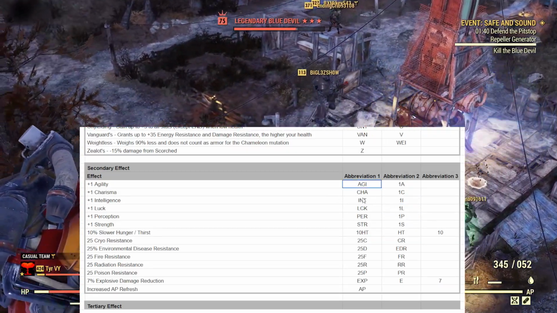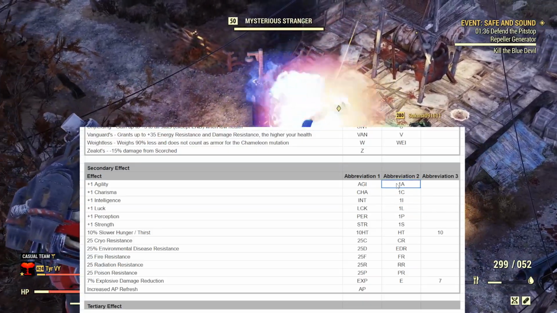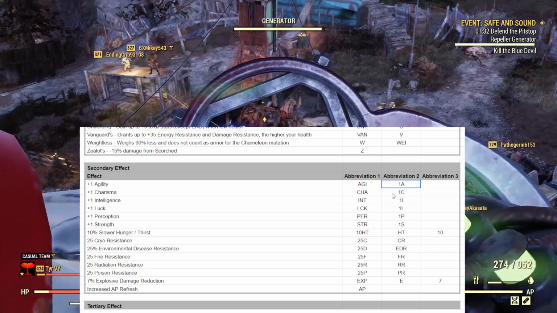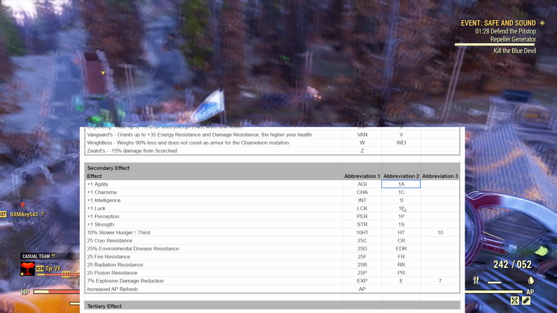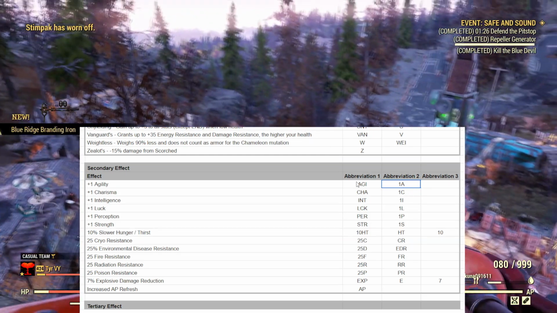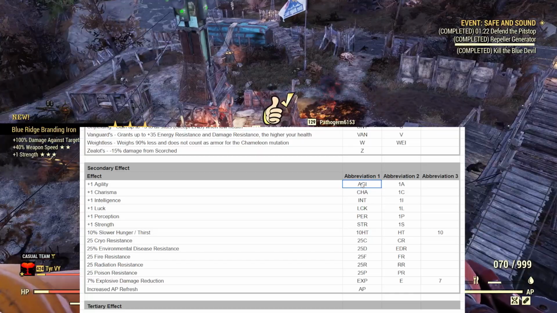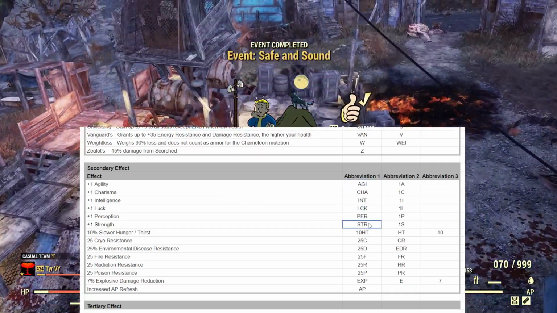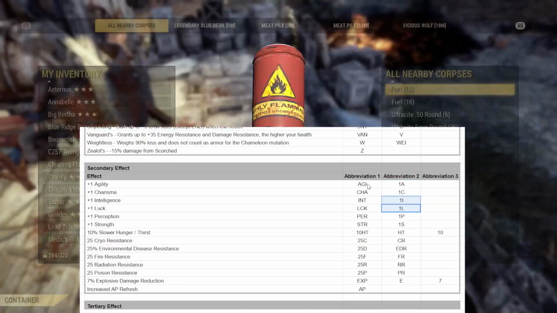If you are going to be using any of these or trading for any of these effects in the future, I would change the abbreviations to be 2A for agility, 2C for charisma, 2I for intelligence, so on and so forth. You get where I'm going with that, or you could just abbreviate it exactly like it is right here. AGI means agility, CHA means charisma, so on and so forth, all the way to strength. So yeah, can't really get that wrong, it's pretty easy to adapt with.